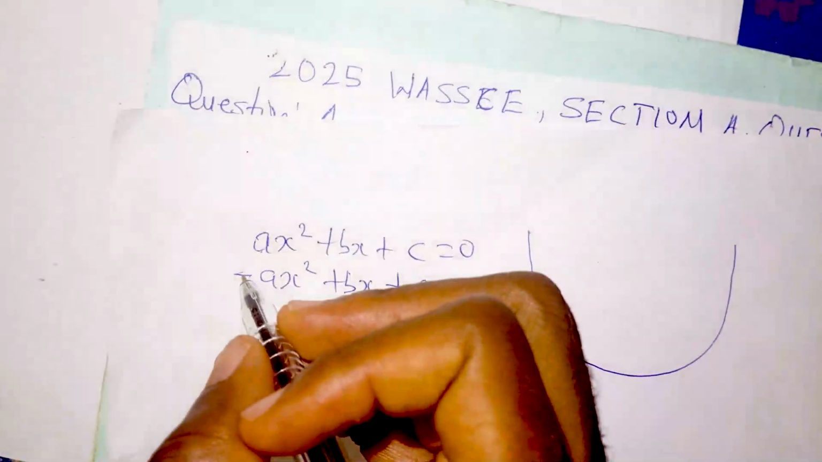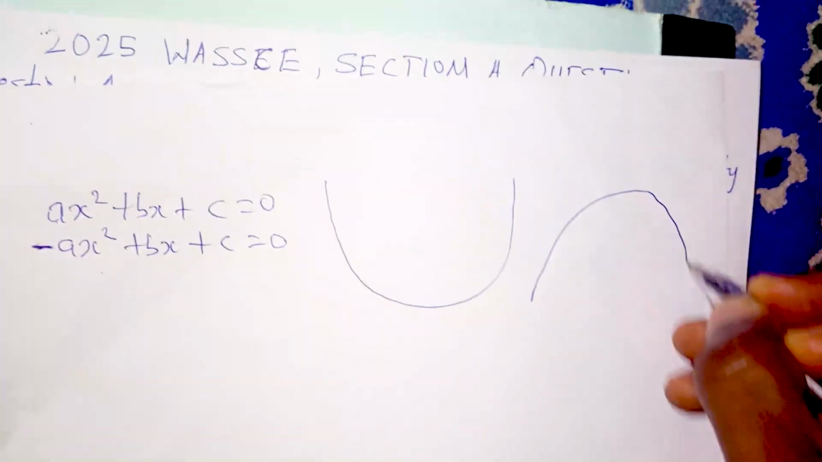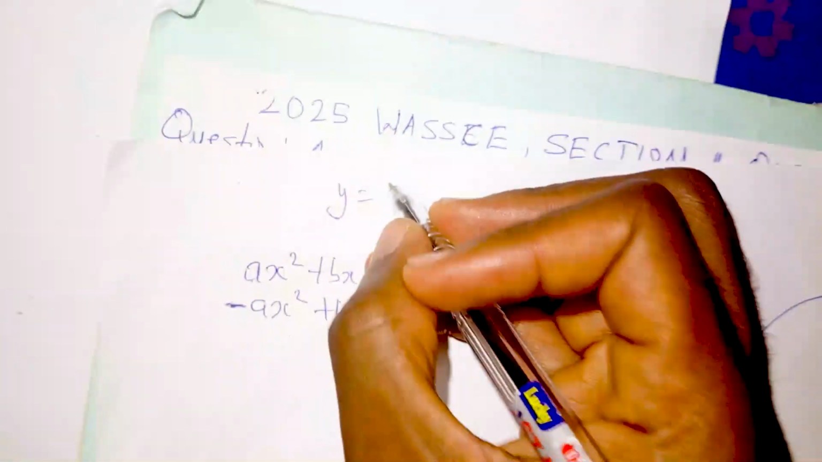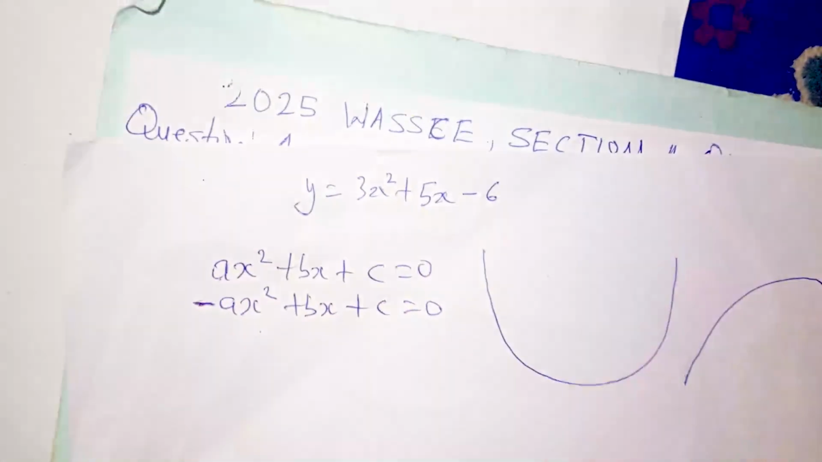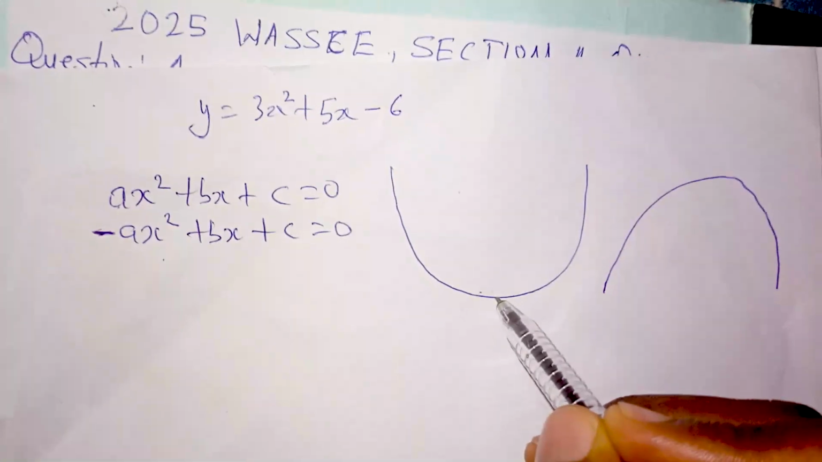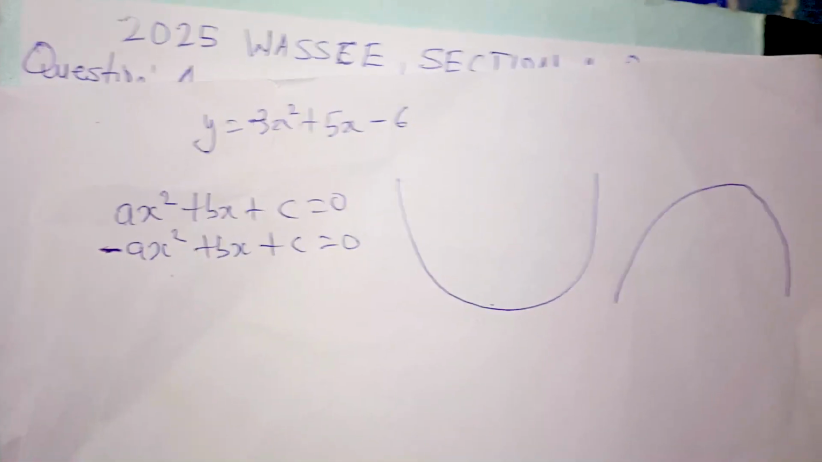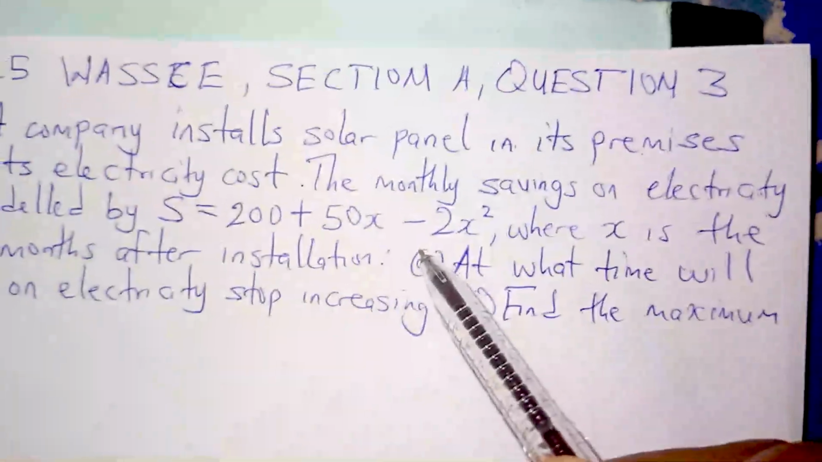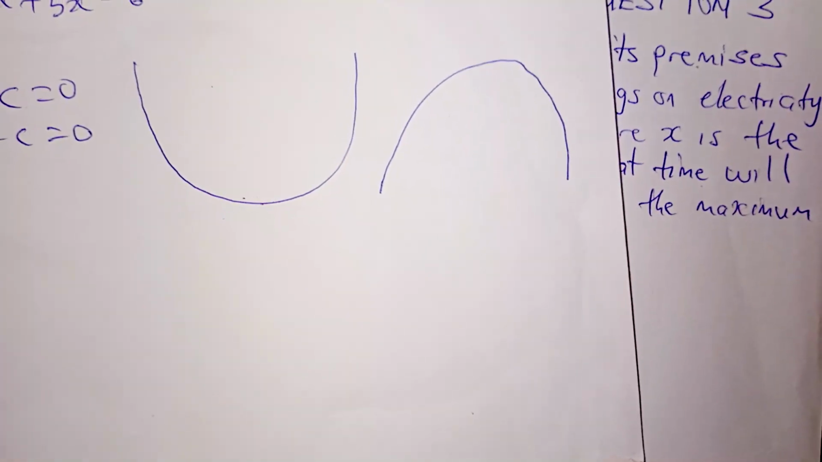Then if the coefficient of x squared happens to be a negative number, your graph is going to be this way. So if I'm given an equation like y equals 3x squared plus 5x minus 6, and I'm to plot the graph of this equation, without plotting it, definitely I know my graph is going to look this way. And if it is minus 3x squared, that's when the coefficient of x squared is negative, then I know my graph is going to be this way. Now from our model here, the coefficient of x squared is negative, so that is why you are told to find when the savings will stop rising.